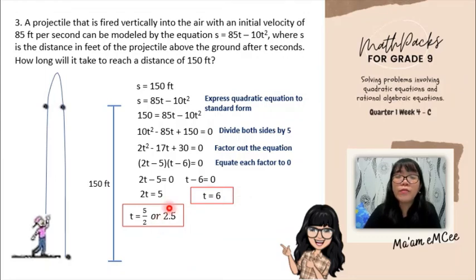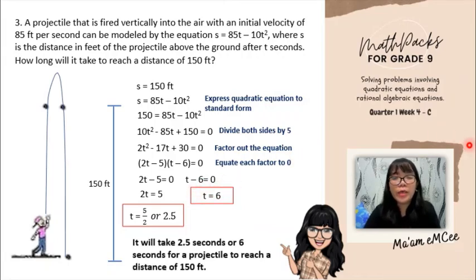So we have two answers. We don't have the extraneous root or the extraneous solution because both solutions are possible. Kumbaga, pwede sanda nga solutions ang aton nga problem. So again, we have t is equal to 2.5 seconds and t is equal to 6 seconds. So it will take 2.5 seconds or 6 seconds for a projectile to reach a distance of 150 feet.